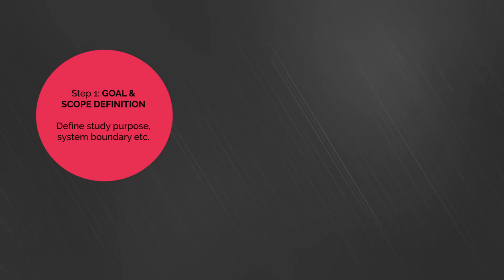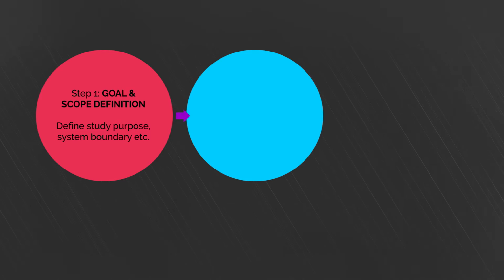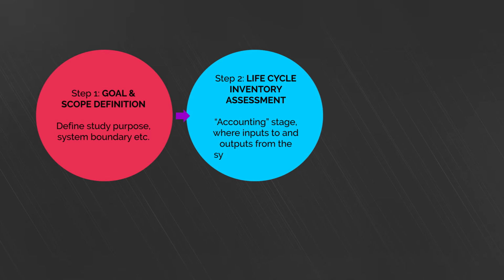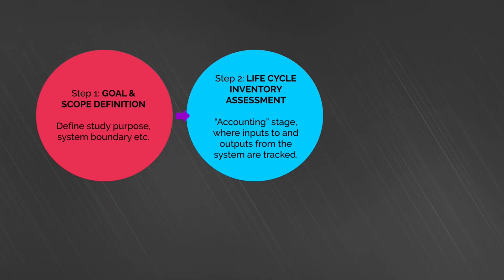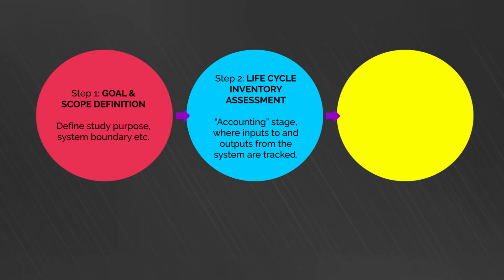In the first step, goal and scope definition, the product or service to be analyzed is described in detail and the purpose of the study is explained. In this step, the system boundary is defined. This defines what parts of the value chain are included and excluded from the study. In step 2, life cycle inventory assessment, all the materials, energy and water that is used for making or using the product or service and all of the wastes that are produced are determined and recorded.